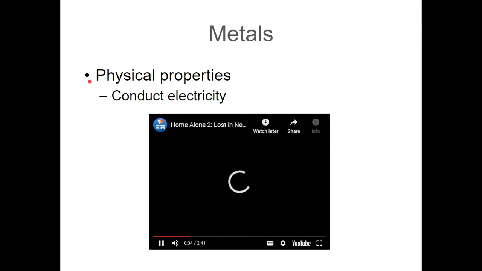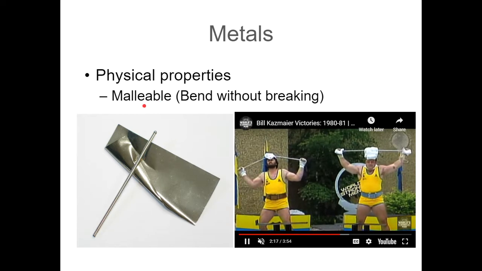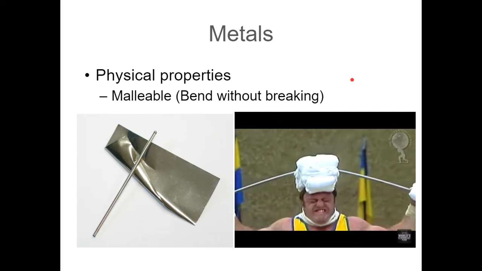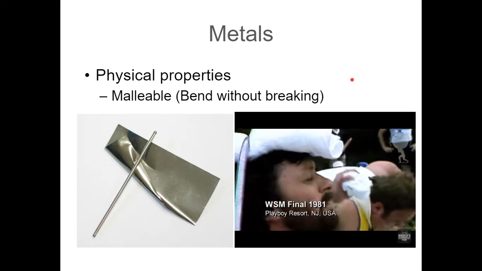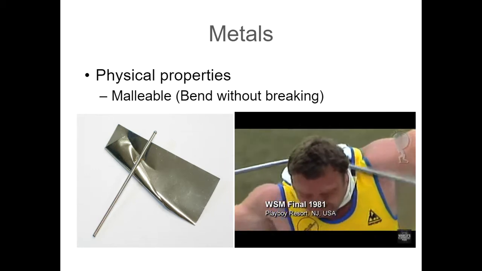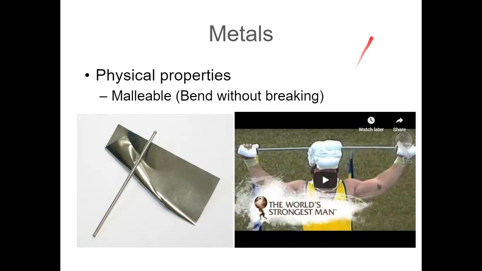The next physical property is malleability, or whether something's malleable. That means that it can bend. See these guys from The World's Strongest Man, my birth year, 1981, bending metal. So metal is malleable.